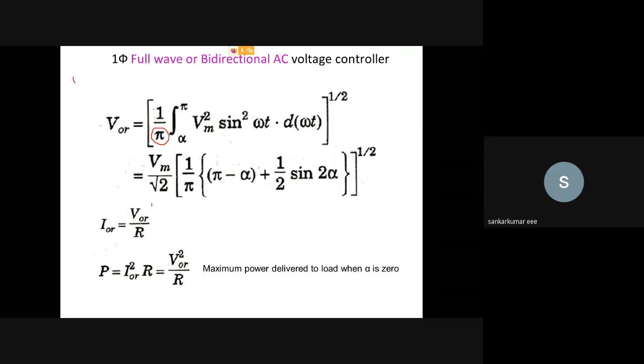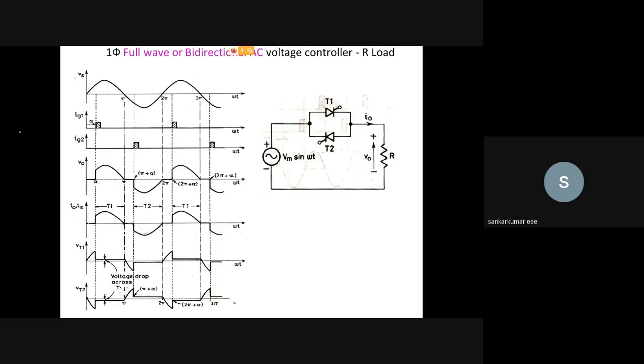That is your supply voltage, Vs, which will be equal to Vm sin omega t. We have taken it as Vm sin omega t, and omega t will be varying from alpha to pi. Alpha is your firing angle. From 0 to alpha the output voltage V0 is equal to 0, and from alpha to pi only we are getting the output voltage. After giving the firing angle only we are getting the output voltage, and that will be in the nature of Vm sin omega t.